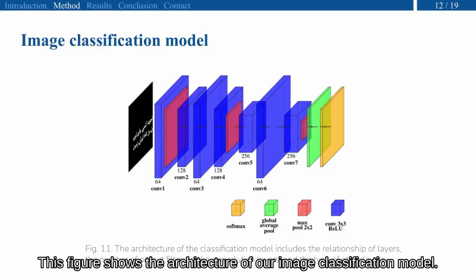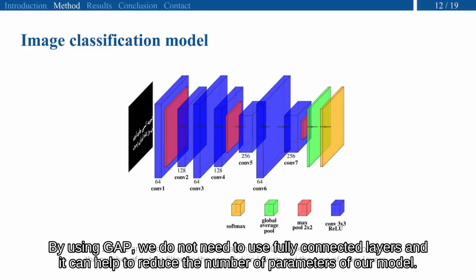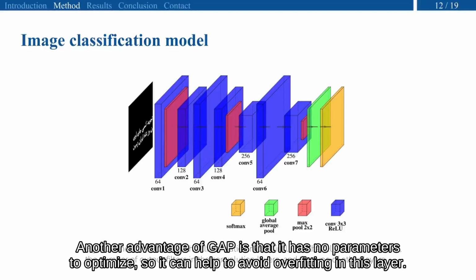This figure shows the architecture of our image classification model. As you can see, we use a global average pooling, or GAP, layer instead of the fully connected layer to reduce the model parameters. By using GAP, we don't need to use fully connected layers and it can help to reduce the number of parameters of our model. Another advantage of GAP is that it has no parameters to optimize, so it can help to avoid overfitting in this layer.